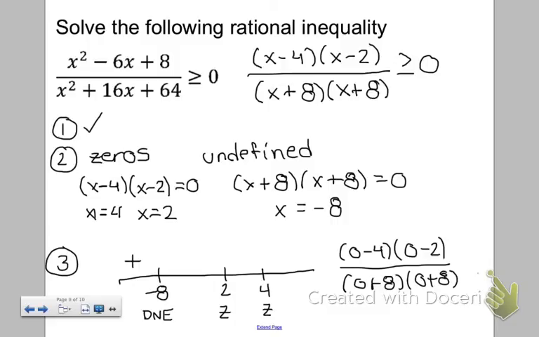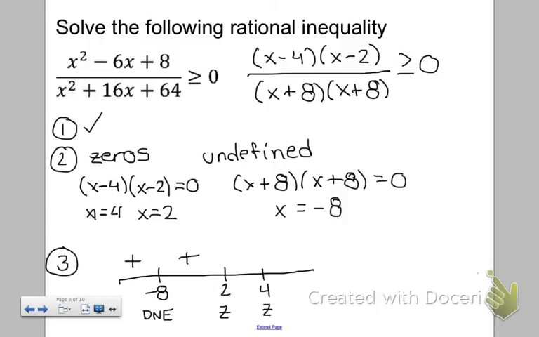But again, the value doesn't matter. What's important to me is that it's positive. Okay. Let's check out our next interval. Now we're going to look between 2 and 4. So in order to avoid fractions or decimals, let's go ahead and pick that number 3.